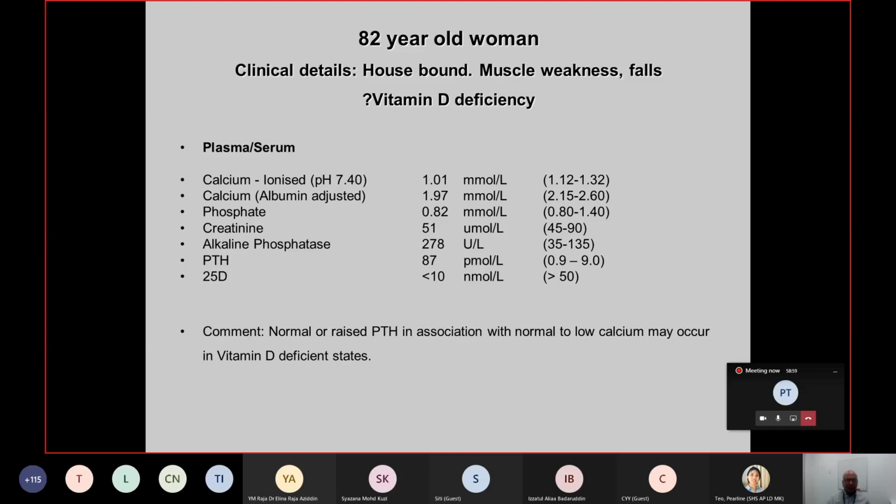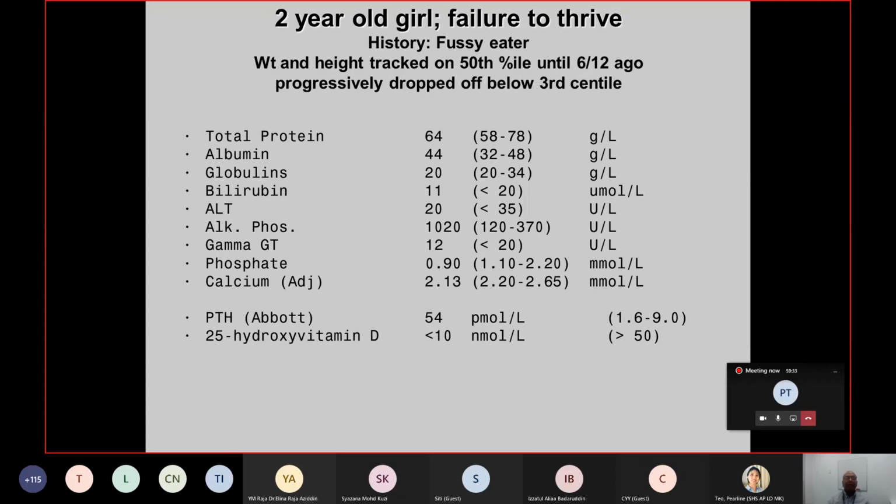So this comment, we say normal or raised PTH in association with normal to low calcium may occur in vitamin D deficient states, because we don't always see a raised PTH or a low calcium in vitamin D deficiency. We see a raised PTH more often than a low calcium in vitamin D deficiency, because the raised PTH maintains the serum calcium at the expense of skeletal health.